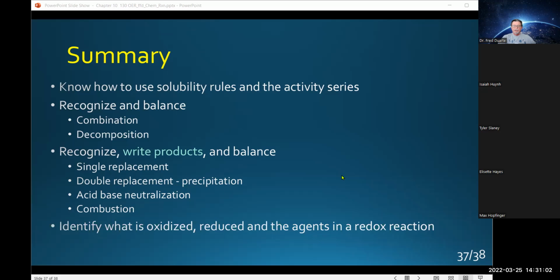And then be able to identify from a reaction, okay, what was oxidized, what was reduced, okay? What metal, what species, what compound gained electrons and which ones lost the electrons.